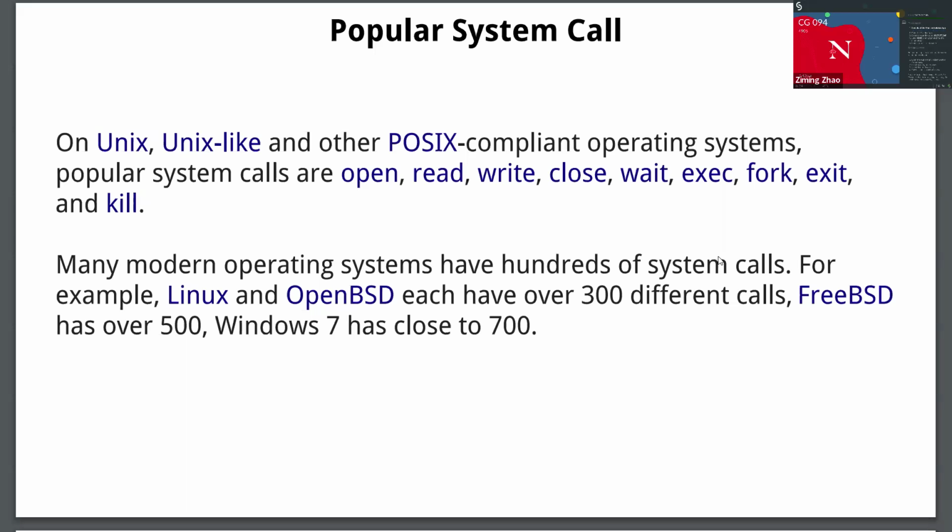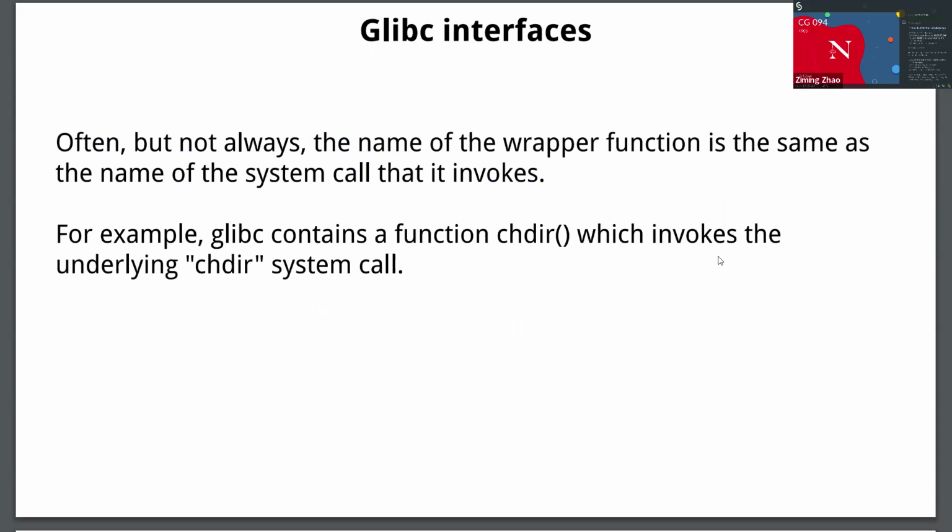Linux and BSD have more than 300 system calls. And if you took an OS class, you probably developed a system call. You can add your own system call. Windows 7 has 700 system calls. Like I said, sometimes C library functions are just wrappers of system calls. Not every C library function is a wrapper, but some of them are. For example, the change directory function in the C library is just a wrapper of the underlying change directory system call.